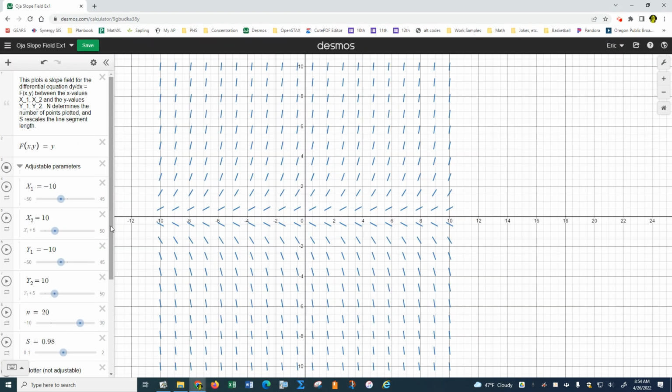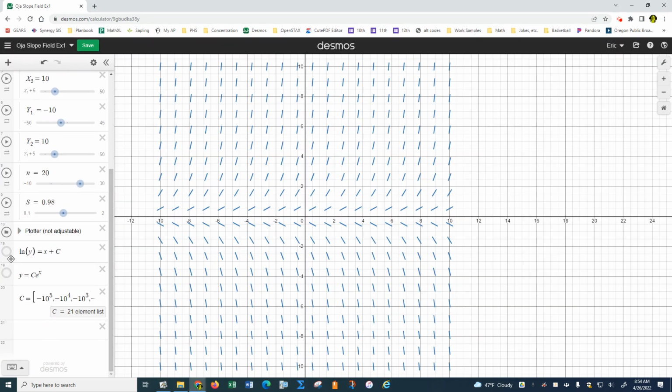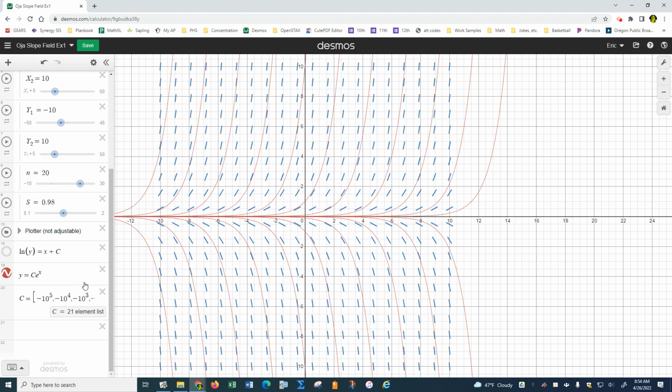I've got this built so that I can turn on the solution. I just solved the differential equation, and then you can plug in the values. Oops, that's not the one I want. There it is, right? So you can see some trajectories through that family there, and you can see how those align with the directions of the slope fields. Okay, do you get the idea how that works?